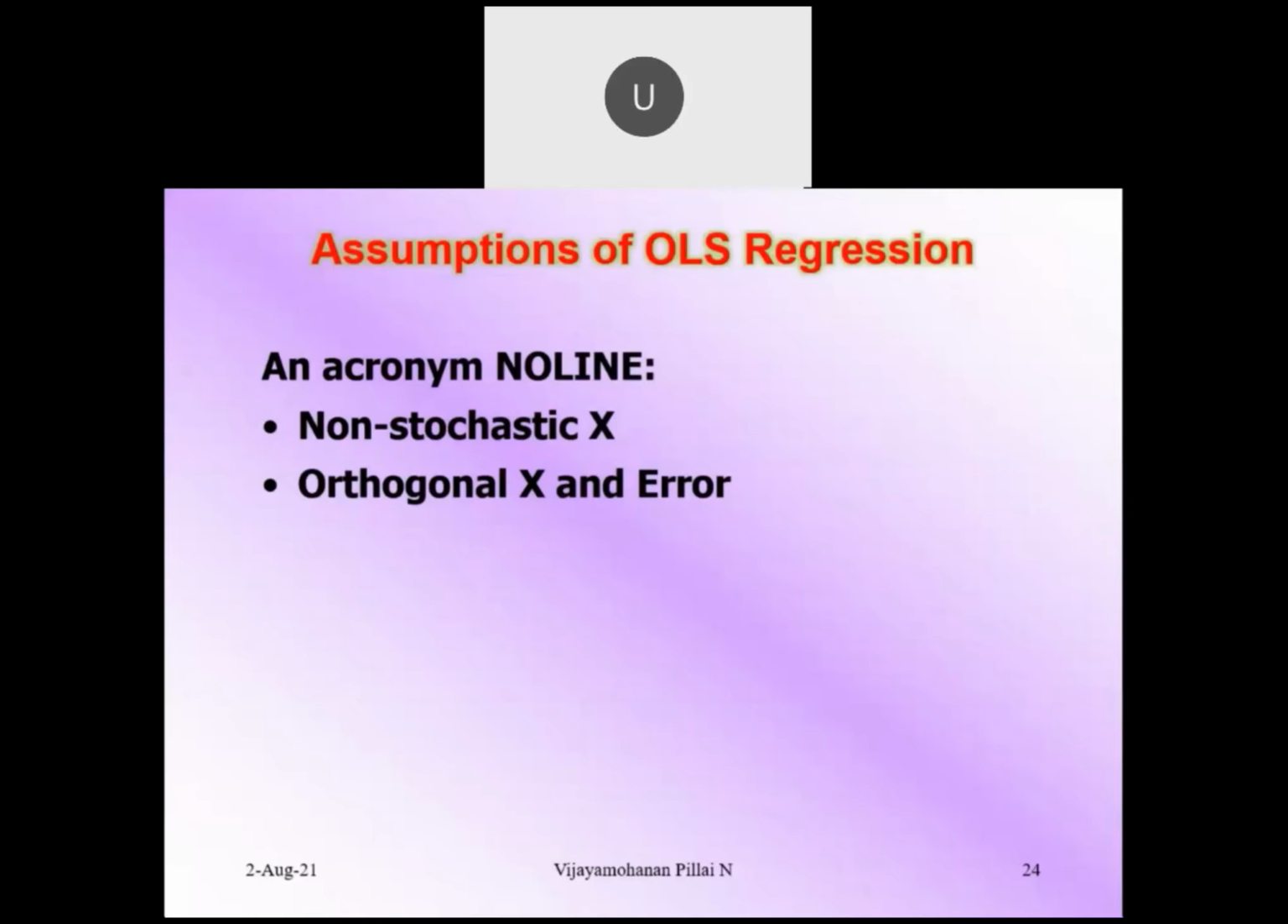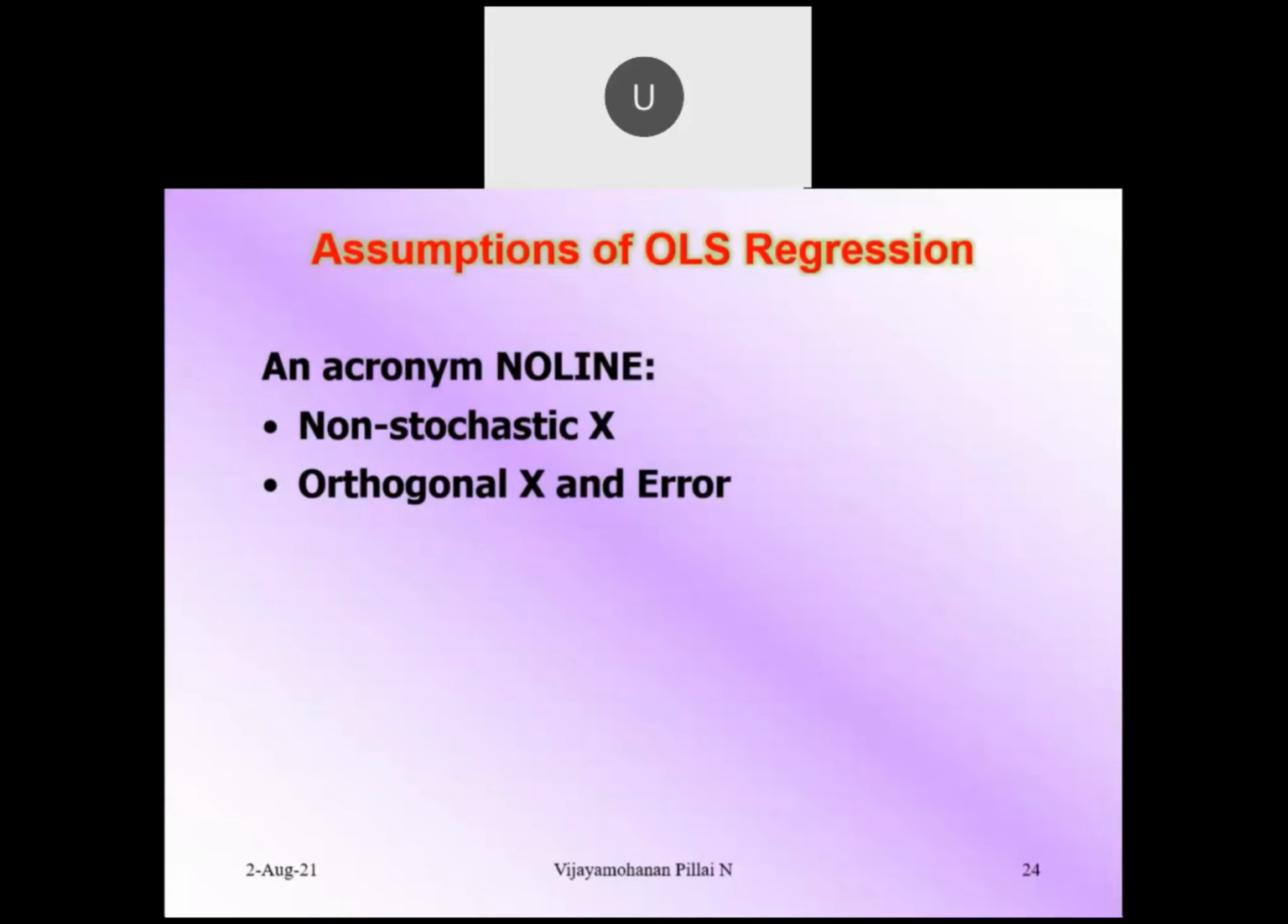Now, all these assumptions we can write as an acronym, NO LINE. That is the assumption of non-stochastic independent variables. Then orthogonal x, that is the independent variable and the error term. Linearity. Then independence of errors. We will come to all these assumptions in detail. Then we have the normality of error, then equal variance, which is also called homoscedasticity.